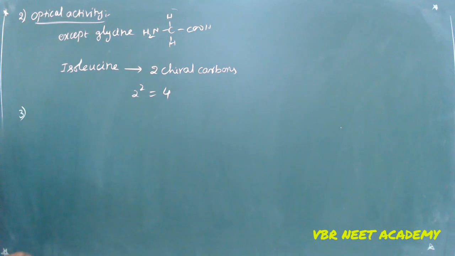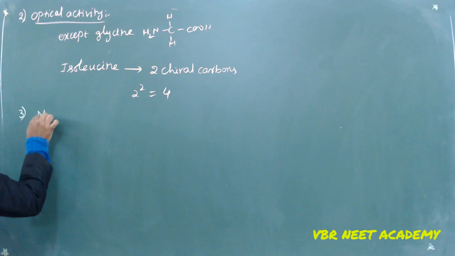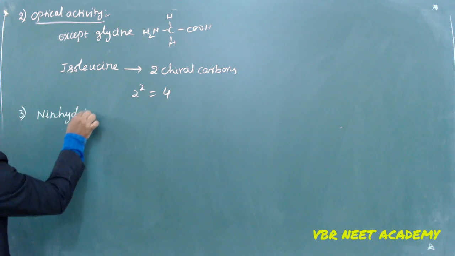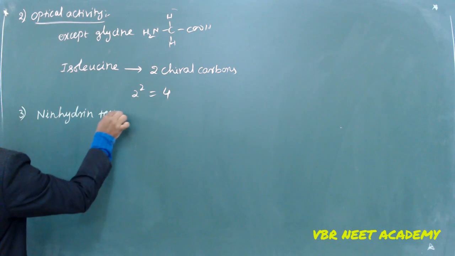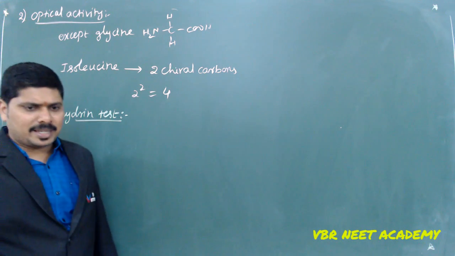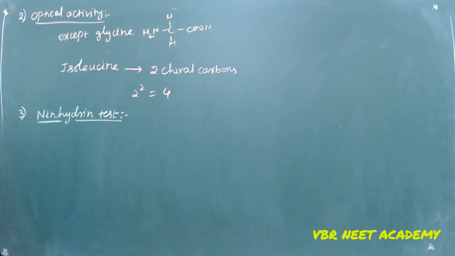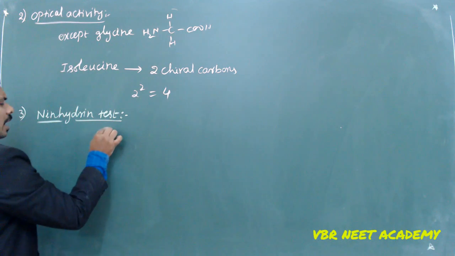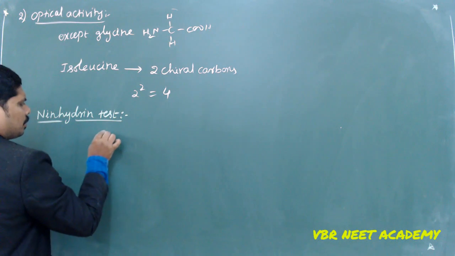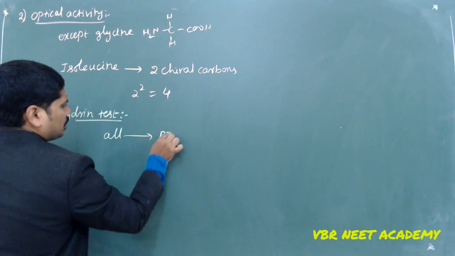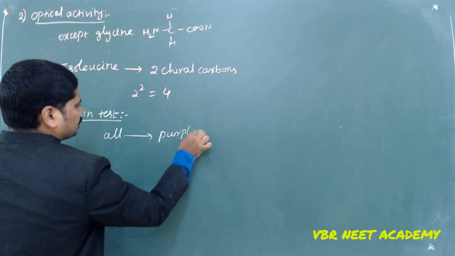And then how are we going to identify them? Ninhydrin test. The ninhydrin test is going to be the identification test for amino acids. All amino acids are going to give purple color.